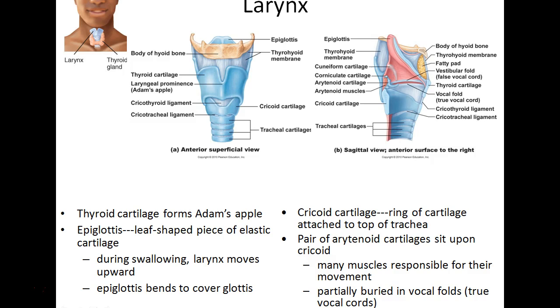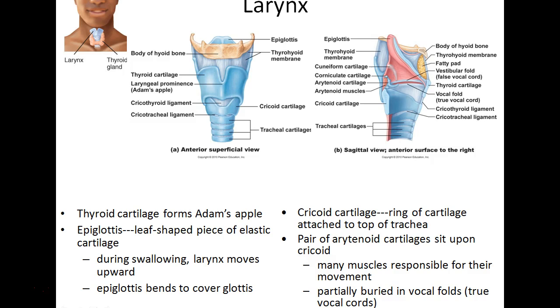And so the epiglottis is a very unique structure. That's going to be anchored to the inner aspect of the thyroid cartilage, and it's going to close over the laryngeal inlet during swallowing. And that epiglottis is going to be composed of elastic cartilage.